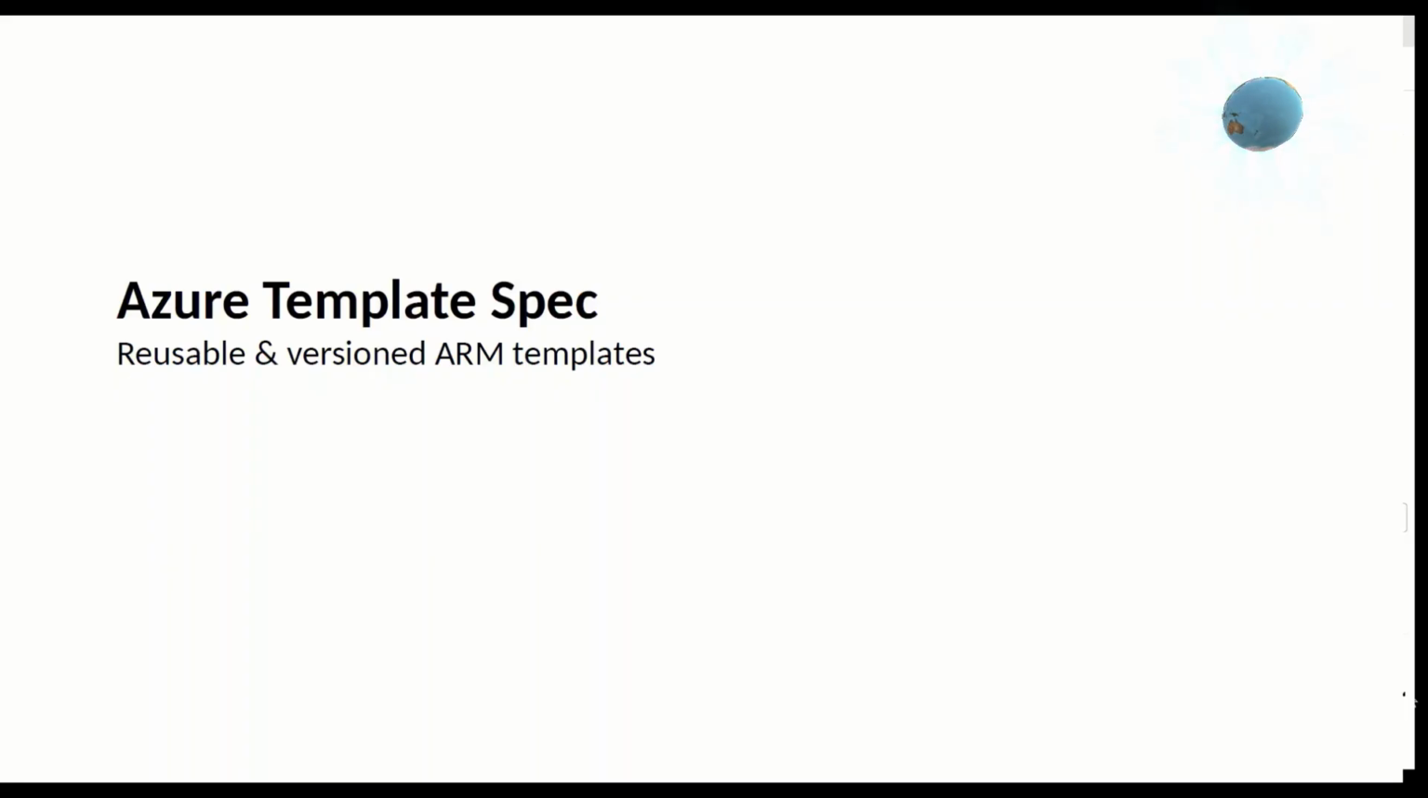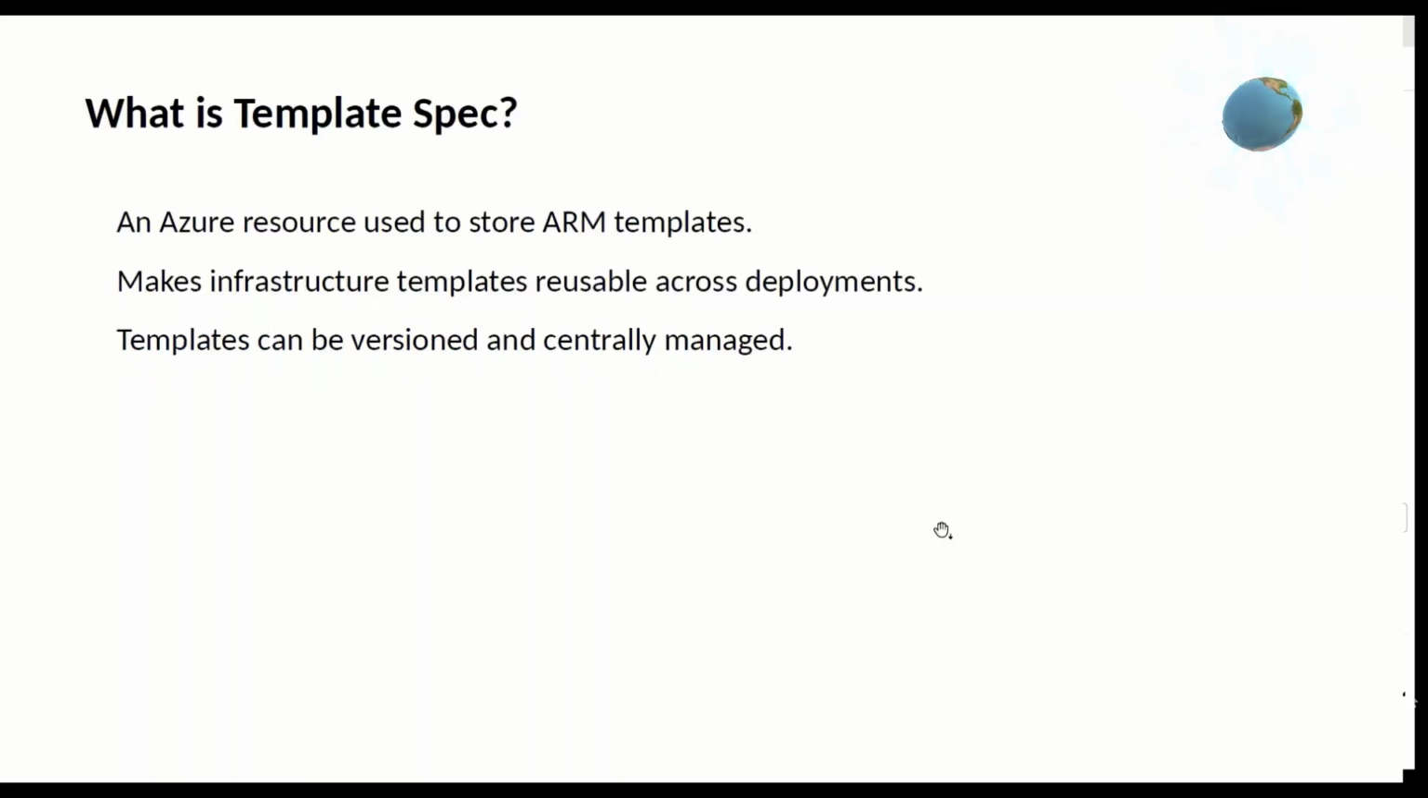So in this video I want to show you how a template spec can be used to create resources in Azure. So what is a template spec? An Azure template spec is a reusable, versioned ARM template. ARM means Azure Resource Manager templates. This can be versioned and we can reuse those templates whenever we use the template spec, and store our templates inside the template spec.